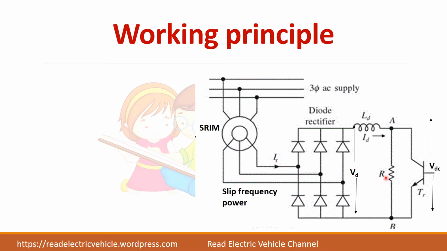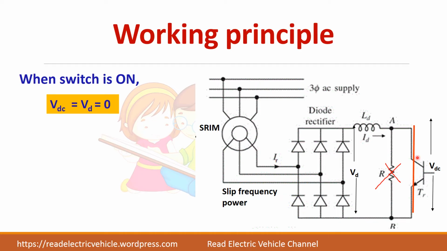Let us see how it works. So when the switch is on, it means it is a short. When you short a resistance, what will happen? Current will not flow through the resistor. Instead, it will flow only in this path. So if it is shorted, what happens to the voltage here, VD? It is a short, so the voltage will be 0. So this voltage is going to be 0.